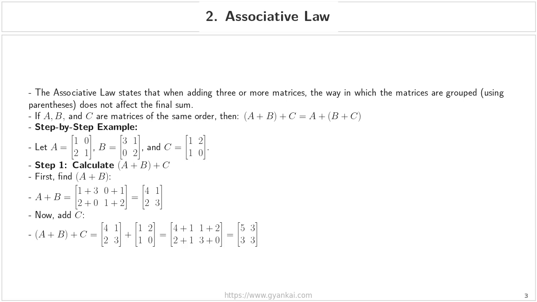Now we take this result and add matrix C to it. Adding 4 plus 1, 1 plus 2, 2 plus 1, and 3 plus 0, we arrive at a final matrix with 5 and 3 in the first row and 3 and 3 in the second row.